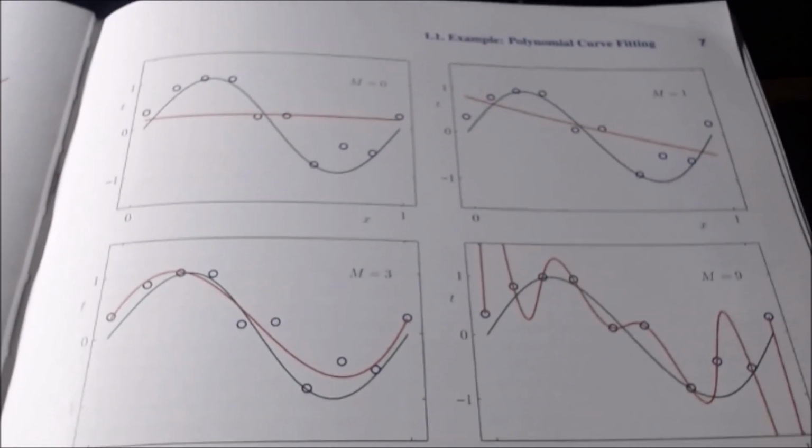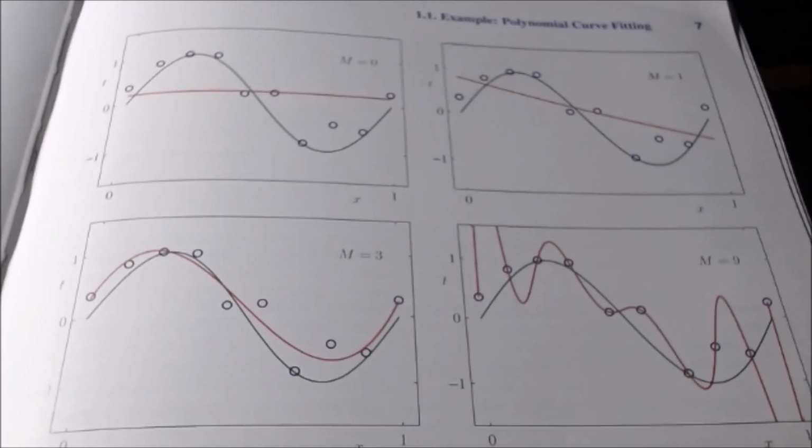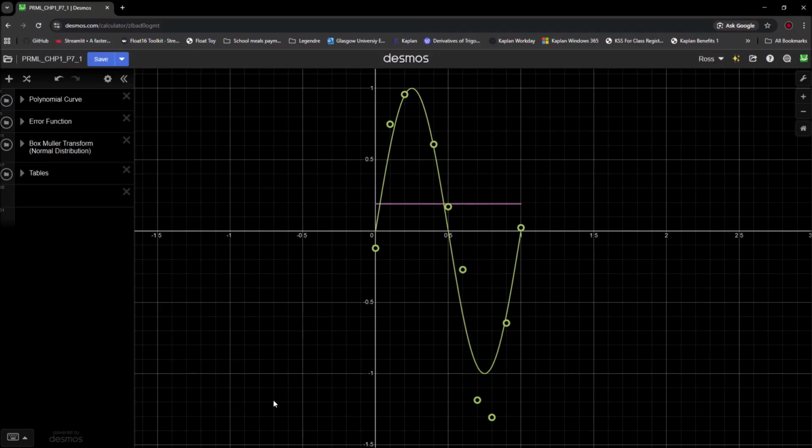So you'll see these images on page 7. We'll go ahead and do this now. We have the function that we want to approximate here in green, and this is our sine 2 pi x. And then we have the function plus the noise, which are these green circles. So this is our training data, and we're going to approximate it by a polynomial.